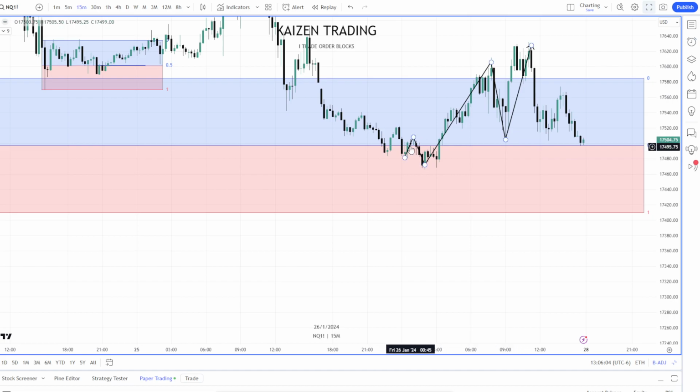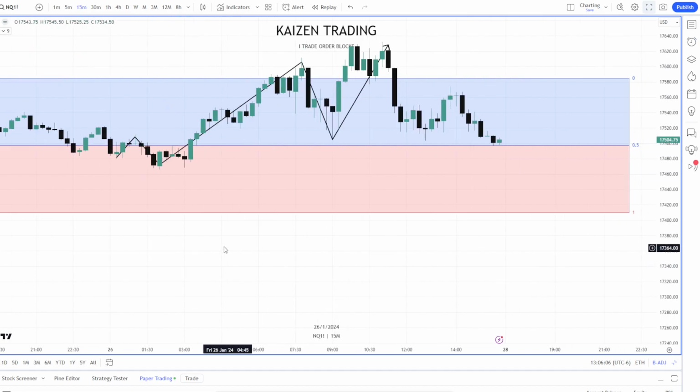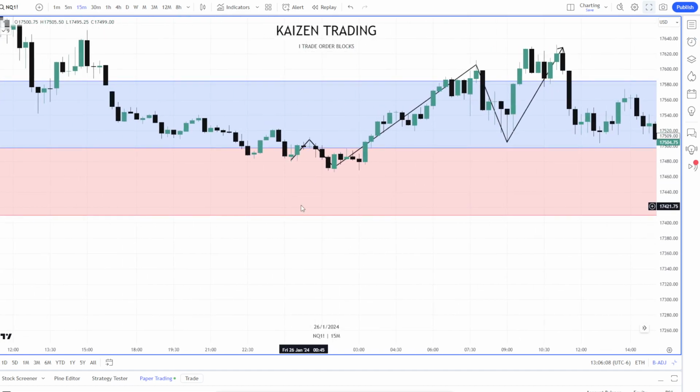So that's your price action for the unicorn setup. We get a low put in, a swing high, we run the swing low, we CSD, expand higher.